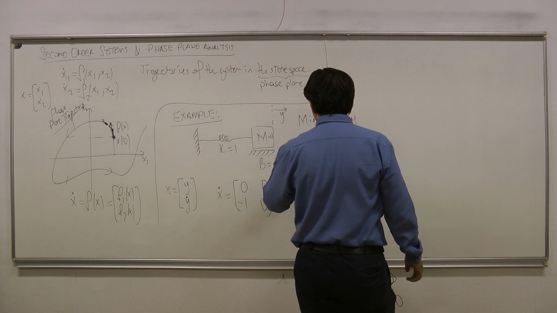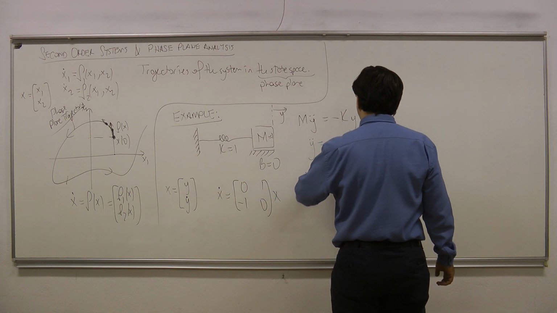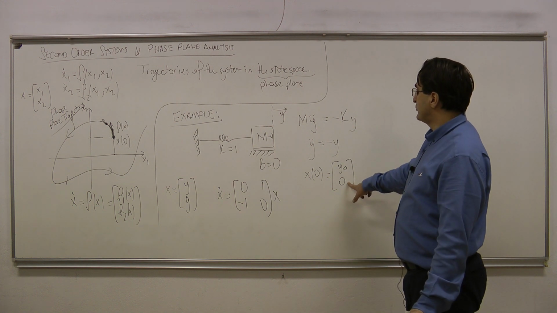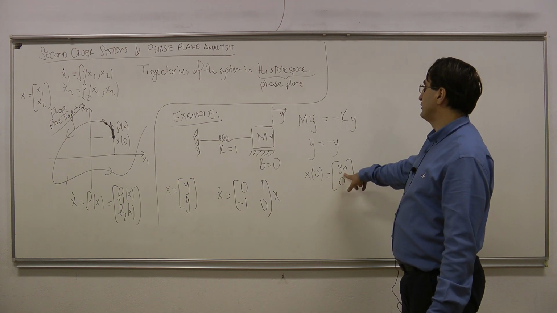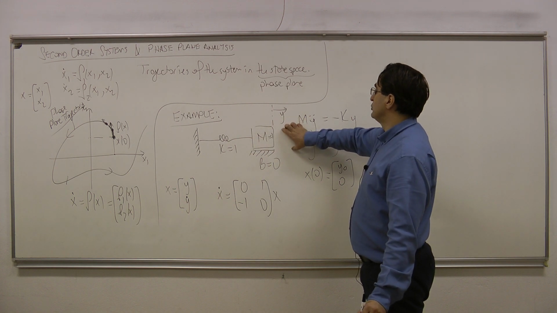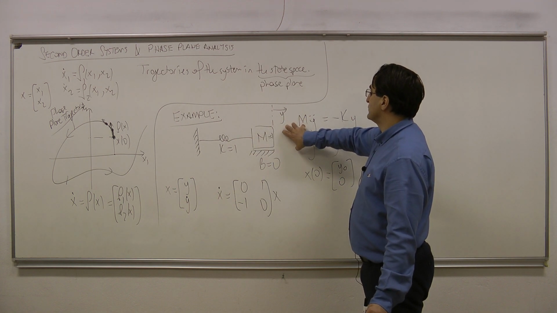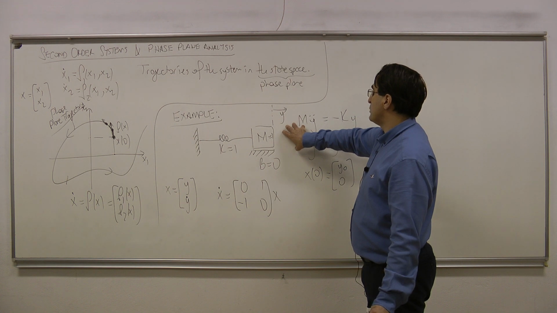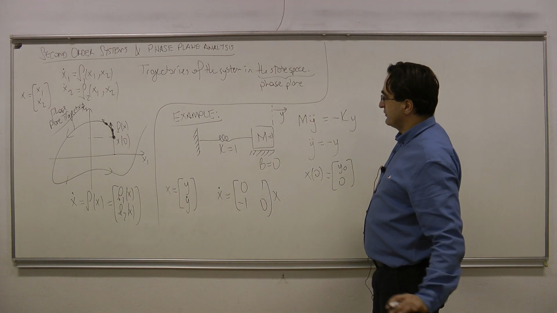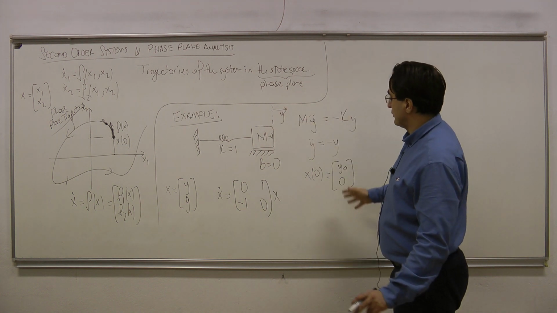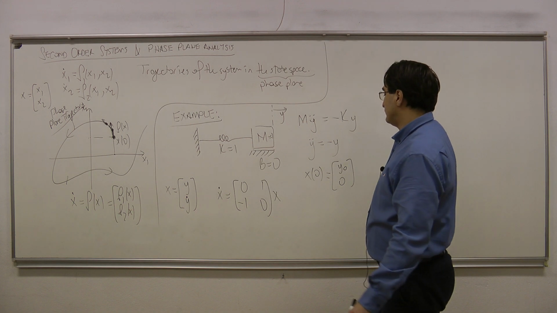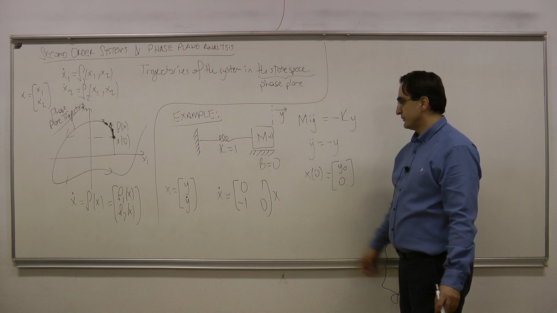So suppose that my initial state x0 is given as y0 and 0. So the initial speed is 0 and the initial position is y0. So I take the mass from the equilibrium and I would put it here at the point y0 with 0 velocity, and I would leave it to itself, and it's going to oscillate, and I would like to draw the trajectories in the phase plane for this system.